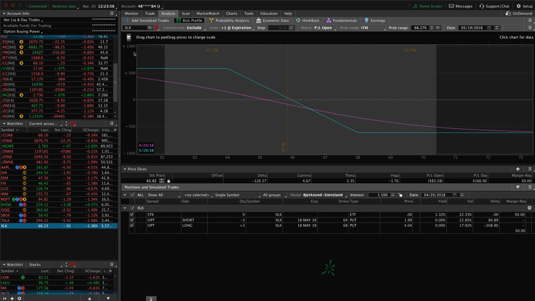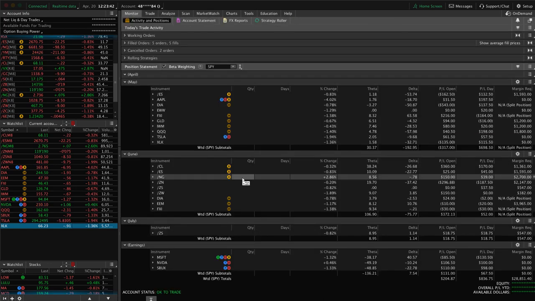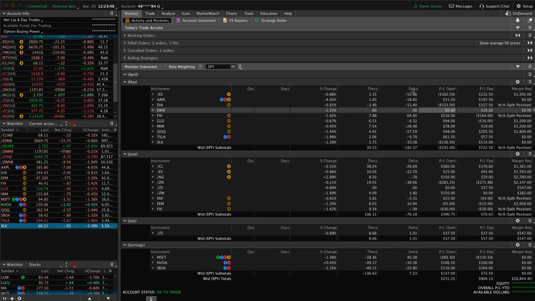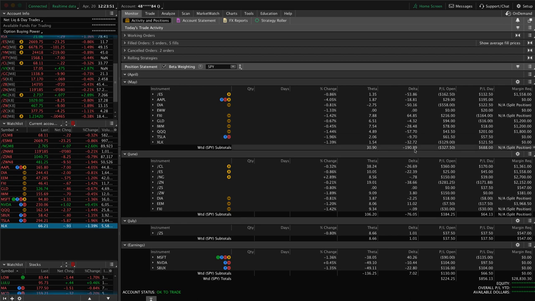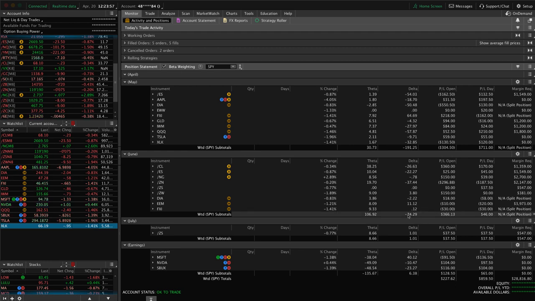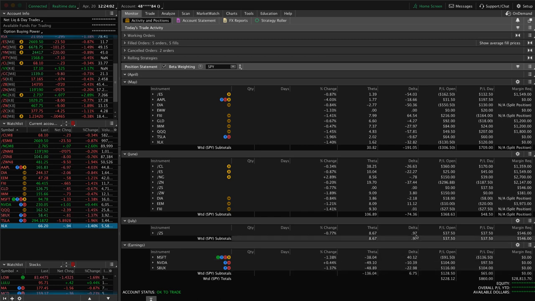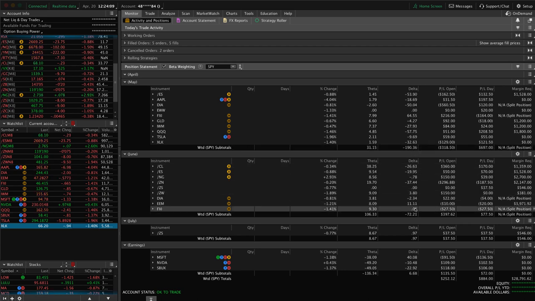Let's go to the monitor tab and take a look at how our portfolio is structured based on delta. If we go to the delta column, you'll see that in May we've got negative 190. And then in June, we've got negative 74. And then on our earnings plays, it's pretty flat. So we've got about 265 negative, or 265 short delta.